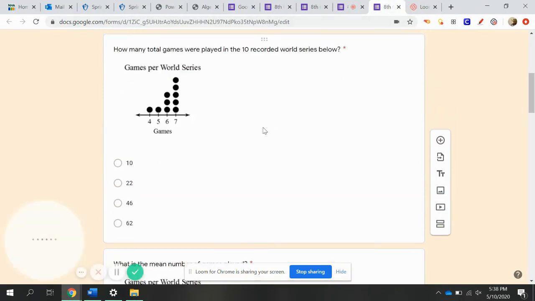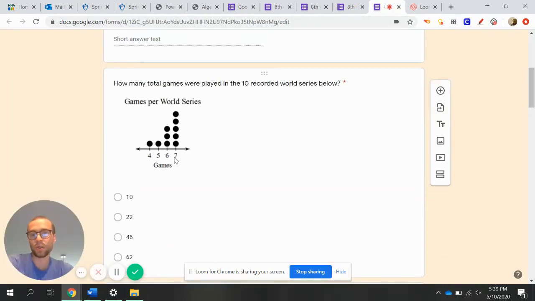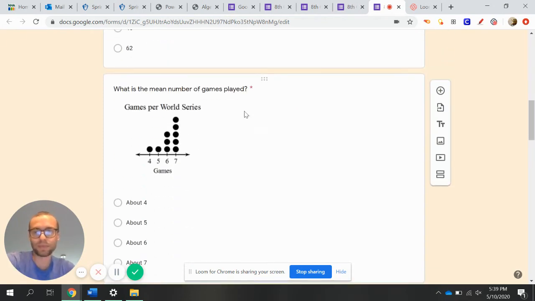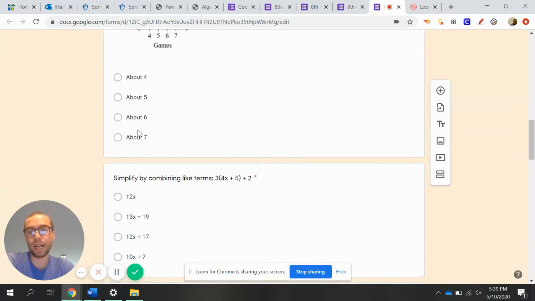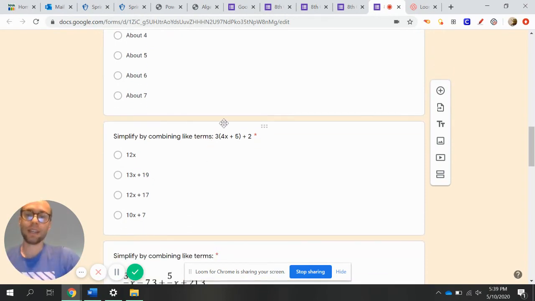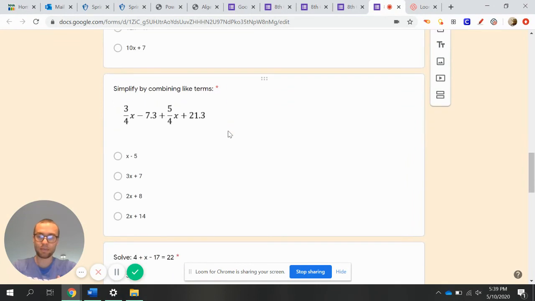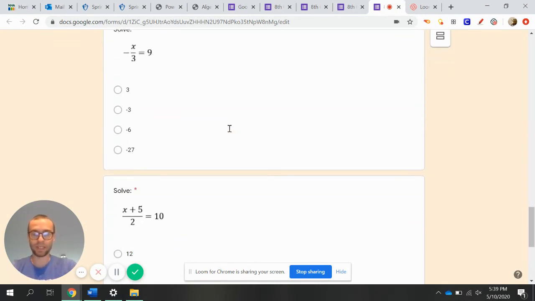And then for the last form, these are just dot plots, so just practicing how to read those and looking at what the question truly is saying. Don't just go through these too quickly. The mean right here is the same thing as average, so that's what they're talking about. What's the average number of games played? So be careful with that. And again, all the answers are about, so when you get your answer, it's got to be the one that's closest to that. Distribute property when you're combining like terms, and so on.